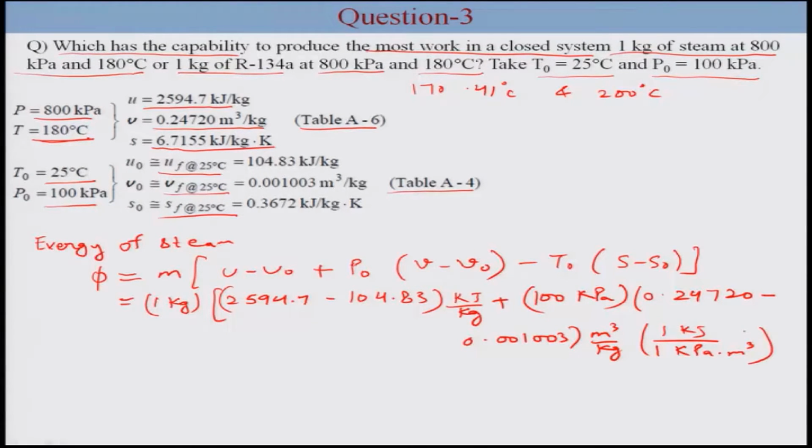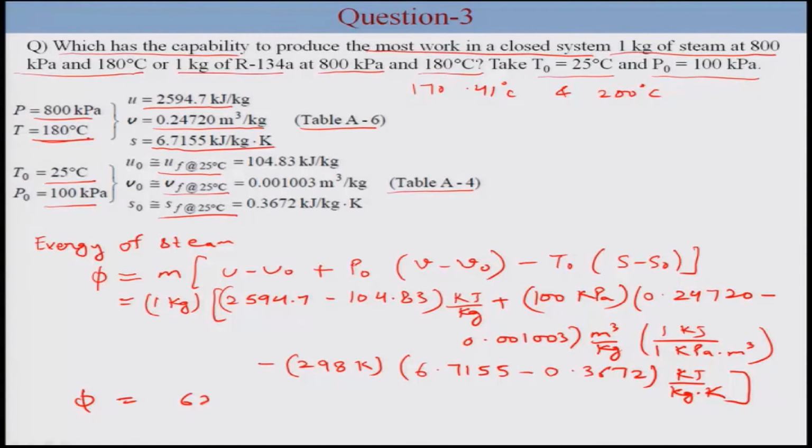So, 1 kilojoule is equal to 1 kilopascal meter cube. So, this will make the units consistent, minus T0, which is 298 Kelvin, multiplied by S minus S0. So, S is 6.7155 minus S0, which is 0.3672, and this is kilojoule per kg Kelvin. So, this gives a value of phi, which is equal to 622.7 kilojoule. So this is the capability of the steam to produce work. So this much work can be produced by the steam.